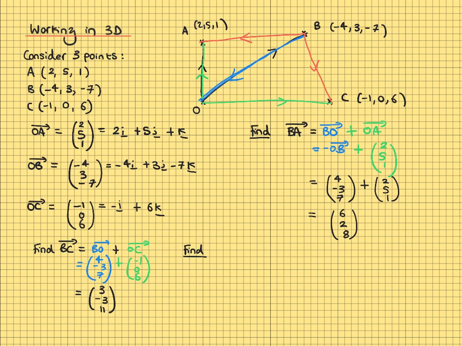So I want you to now have a go yourself at finding the following vectors as efficiently as possible, please. Find the vector AB, find the vector AC, find the vector CA. So you should have found that the vector AB very easily is the negative of the vector BA, so it's -6, -2, -8. The vector AC is -3, -5, 5, and then the vector CA is simply the negative of that, which is 3, 5, -5.